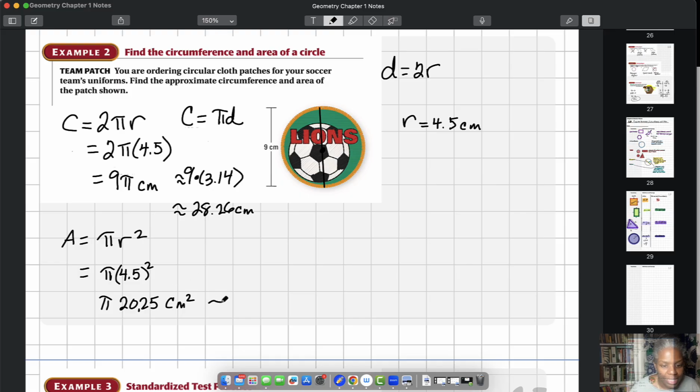But we're going to do what we did last time. We're going to find the approximate value. So we're going to take the 20.25 and multiply that by 3.14, and we get 63.585 square centimeters that we're dealing with. So that's our circumference, and this is our approximate area.